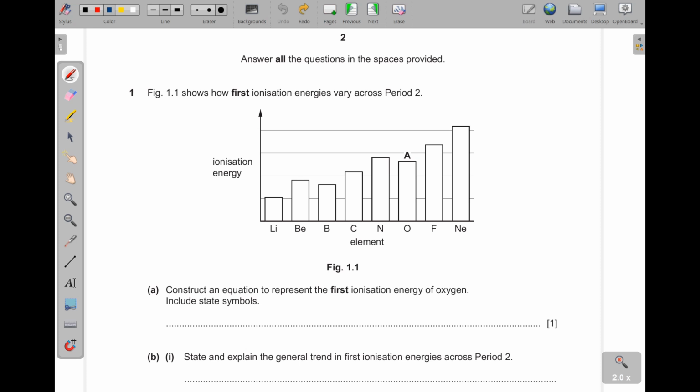Part A, construct an equation to represent the first ionization energy of oxygen, include state symbols. Now, for ionization energies, we look at removal. The first ionization energy, we are looking at removing 1 mole of electrons from 1 mole of a gaseous atom to form 1 mole of 1+ gaseous ions.